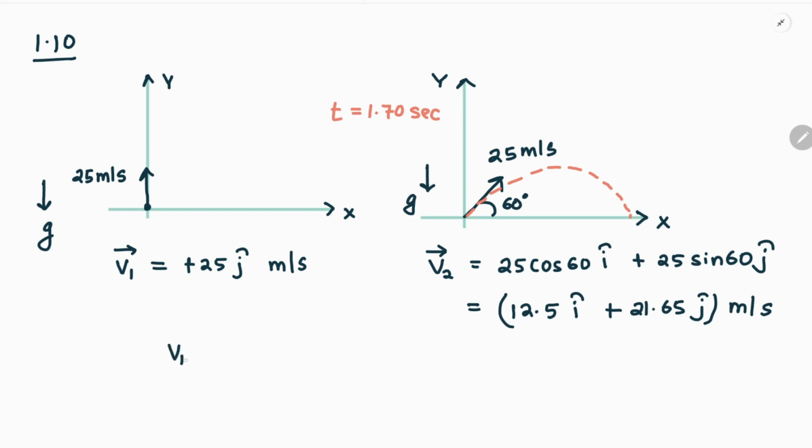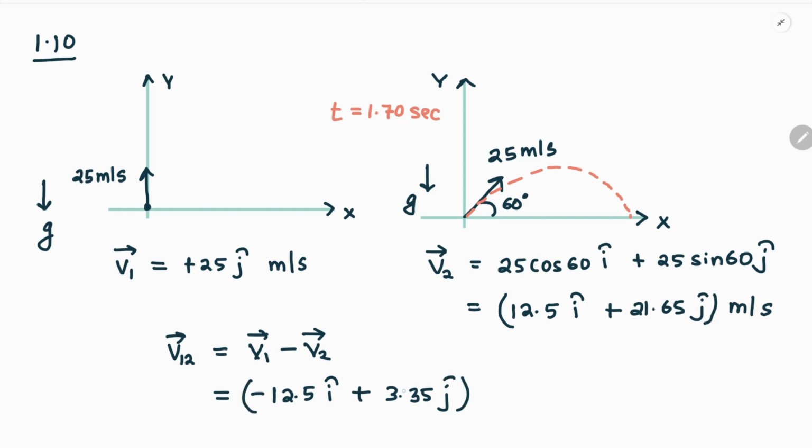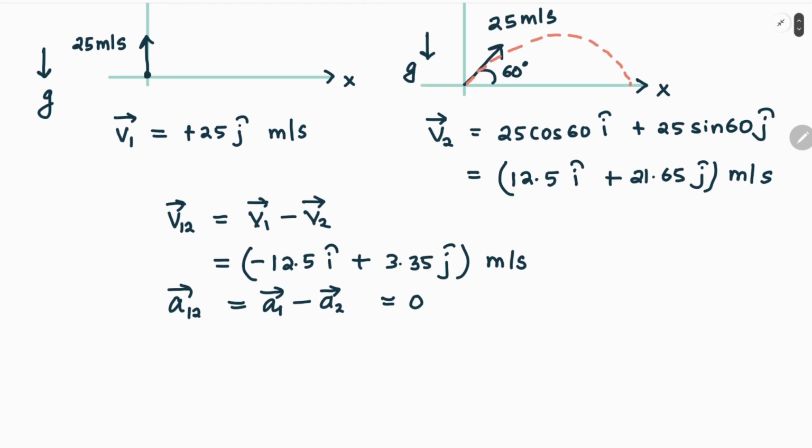If we calculate the relative velocity v12, then v12 can be written as v1 vector minus v2 vector. So v1 vector minus v2 vector turns out to be minus 12.5 i cap plus 3.35 j cap meters per second. If we talk in terms of acceleration a12, it is equal to a1 vector minus a2 vector. Since both of them have the same acceleration, a1 vector minus a2 vector turns out to be 0.